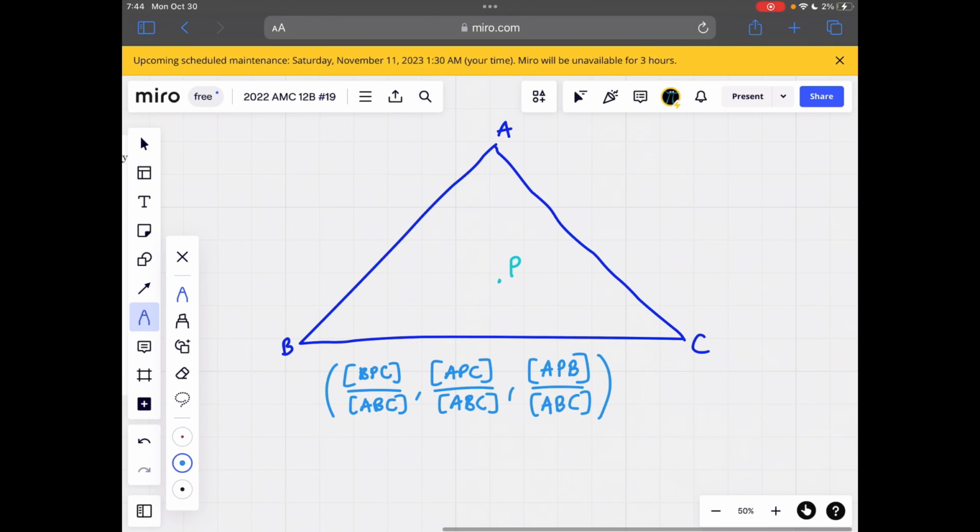So the first barycentric coordinate, the area of triangle BPC over the area of ABC, would be negative if P was on the other side of BC and not on the same side of BC as the interior of the triangle. So if P was somewhere there, then the area of BPC over the area of ABC would be negative in this case. So that's a brief overview of what barycentric coordinates are.